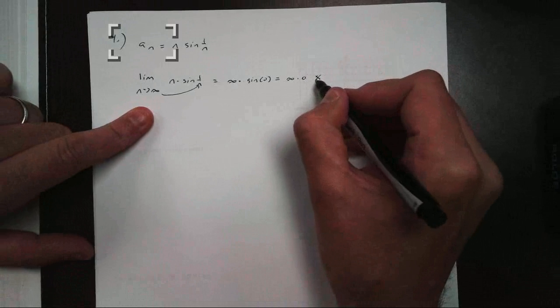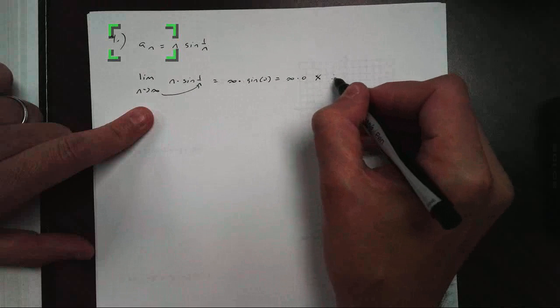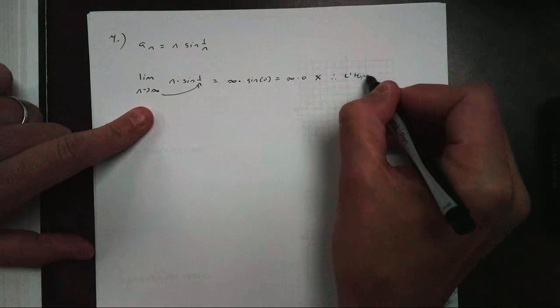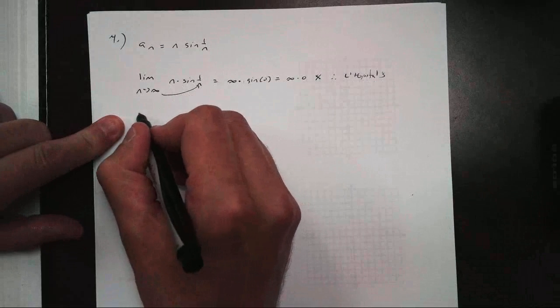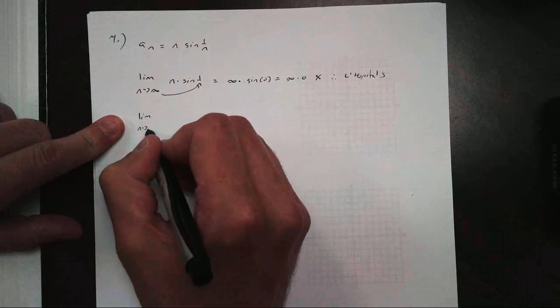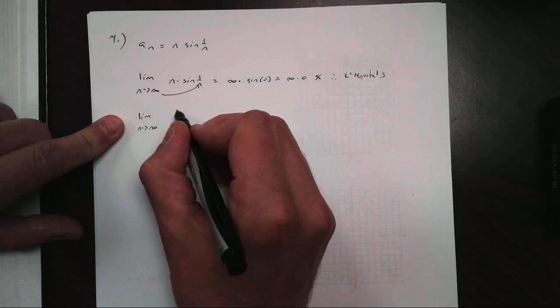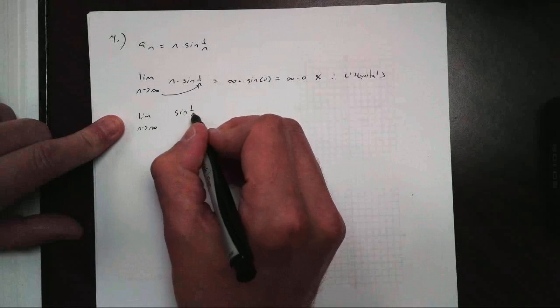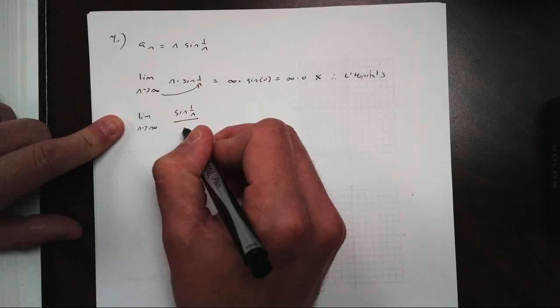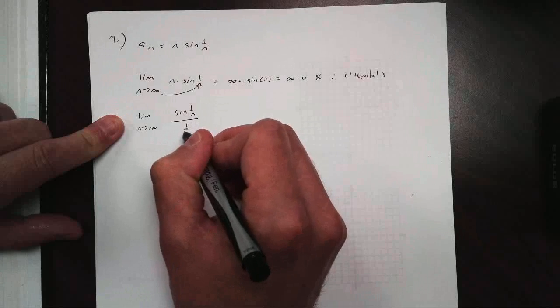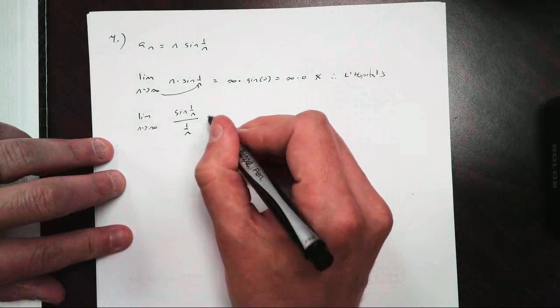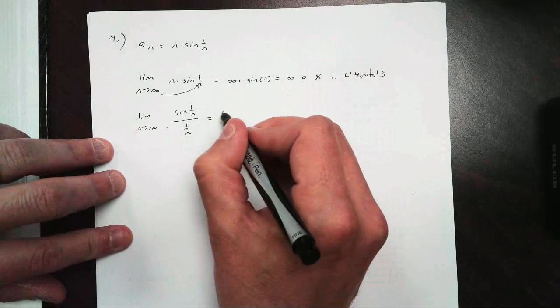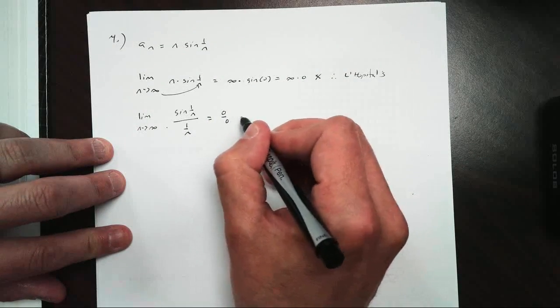Now, you may recall we can't have infinity times 0, therefore we have to use L'Hopital's. Oh no, L'Hopital. So when I rewrite this, I get the limit as n goes to infinity of the sine of 1 over n, over 1 over n, which is n to the negative 1. Now when I plug it in, I get 0 over 0.